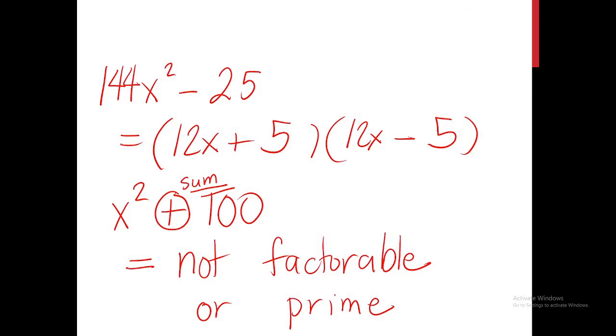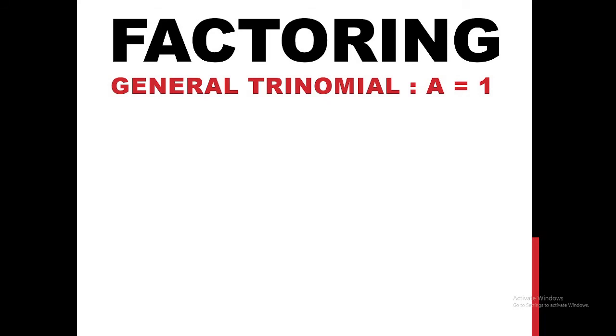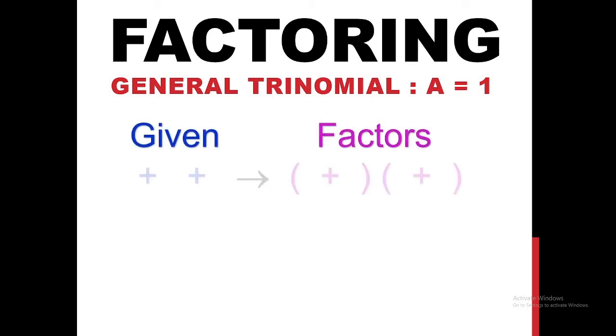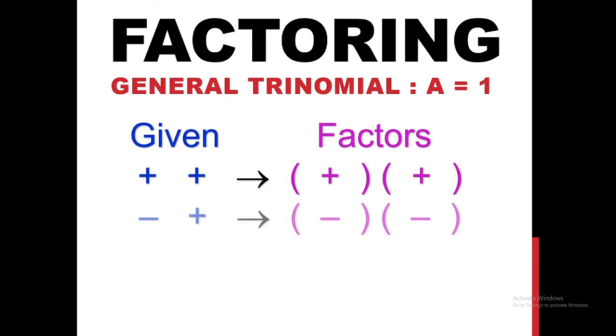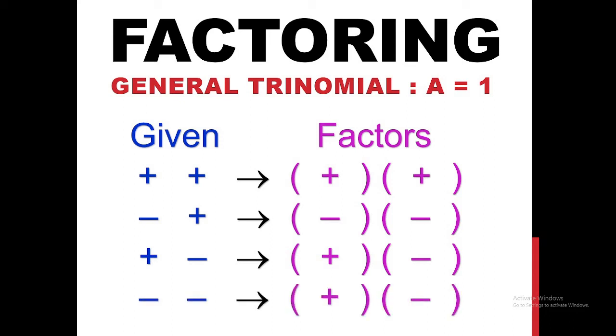Now let's go to the third kind of factoring that you should review. Factoring a general quadratic trinomial where a is equal to 1, meaning you will be given expressions always x squared, y squared, without a numerical coefficient greater than 1. The numerical coefficient is always 1. So these are the signs that you need to remember. If the given is plus plus, the factors should be plus plus. If the given is minus plus, the factors should be minus minus. If the given trinomial is plus minus, the factors are plus minus. If the given trinomial is minus minus, then the factors will be plus minus all the time.